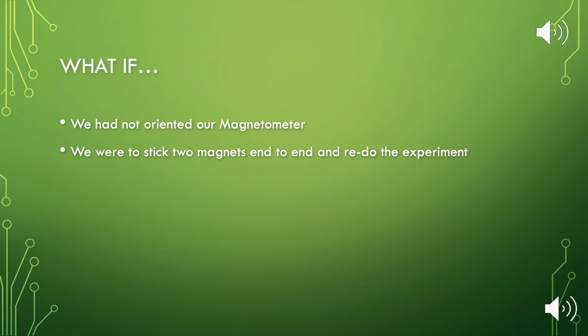What if we redid the experiment by sticking 2 magnets end to end and redoing the experiment? Well, the magnetic field would get larger and stronger. This does not mean that it would have gotten stronger and larger by a factor of 2, it just means that the strength and the size would both increase.